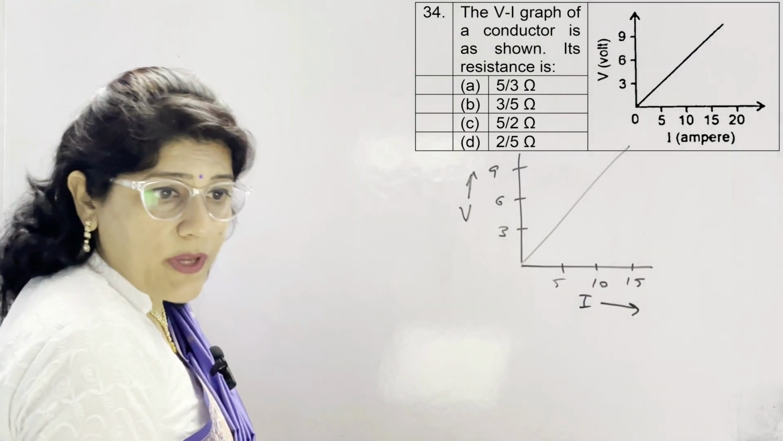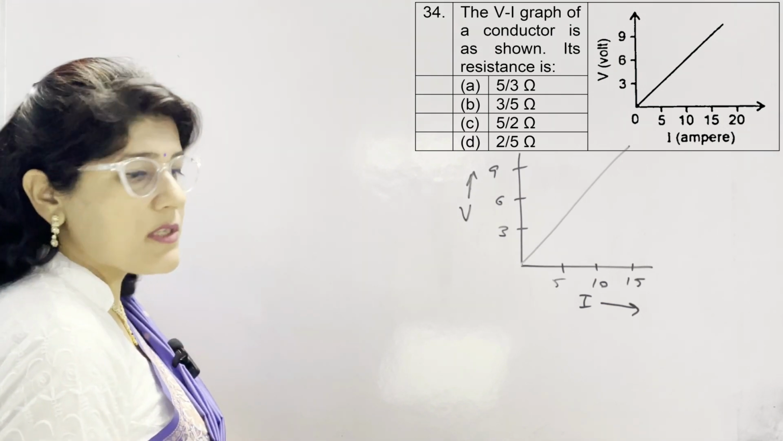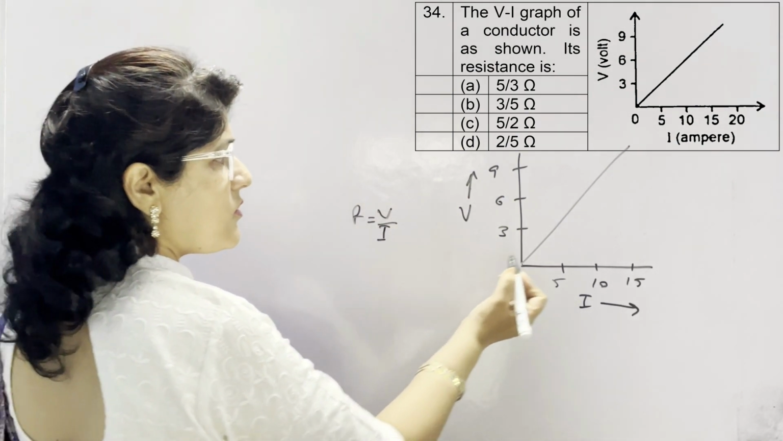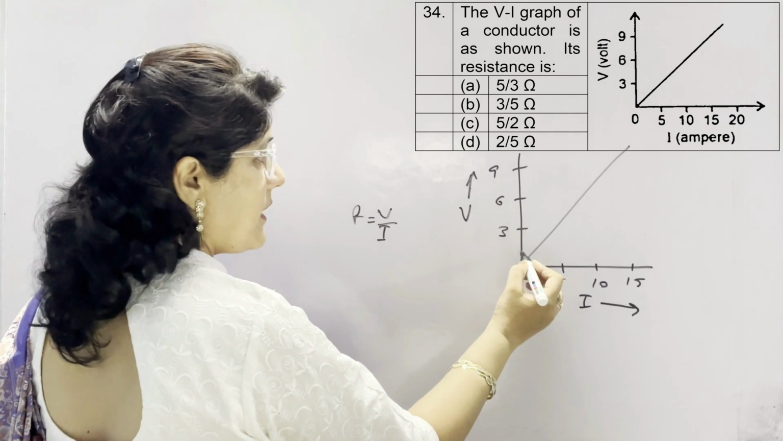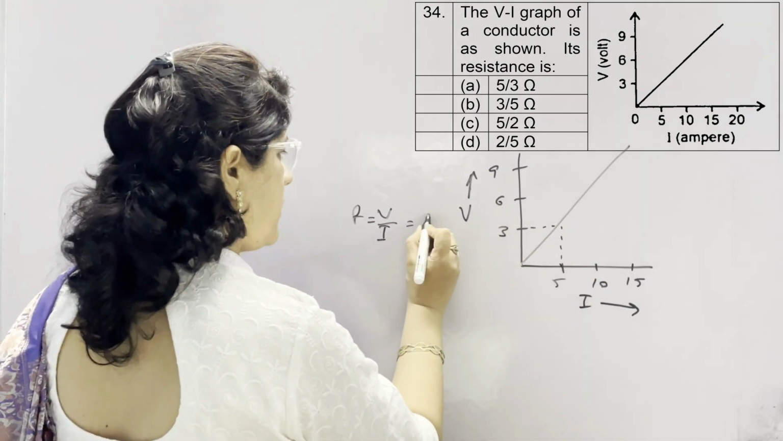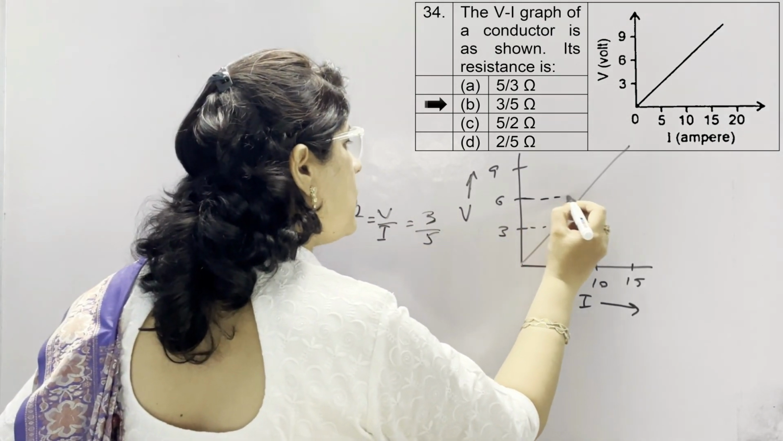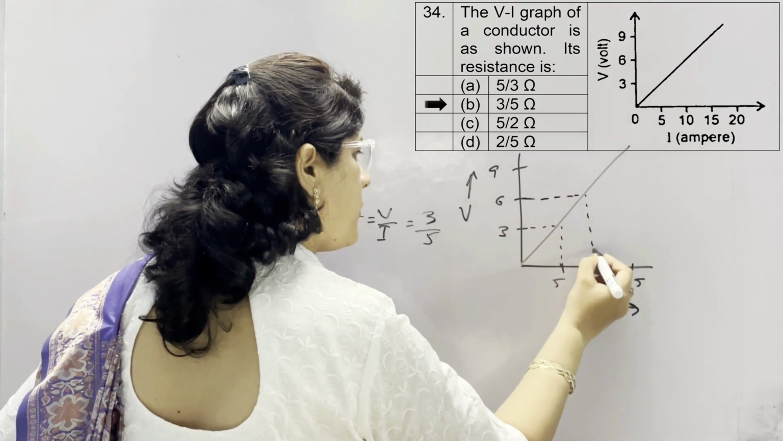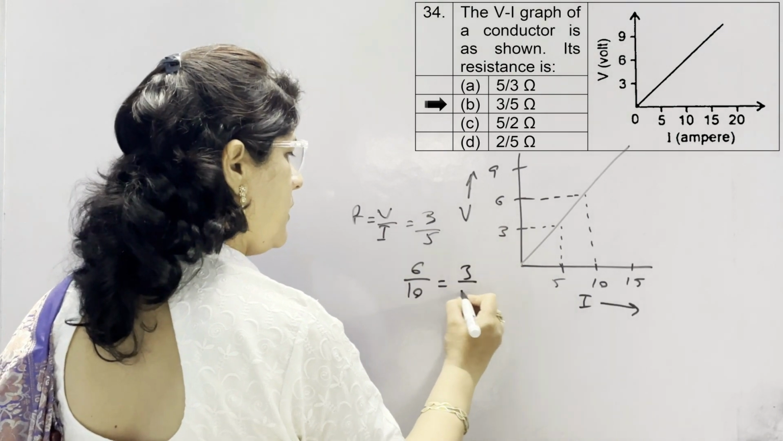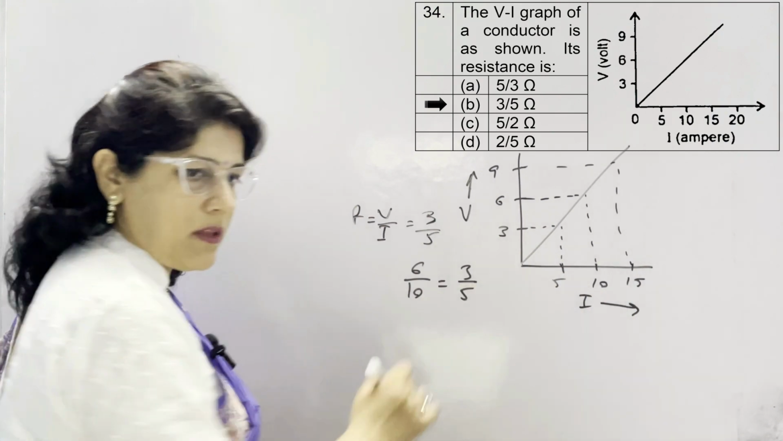Now the VI graph of a conductor is as shown. Its resistance is R is equal to V upon I. So V is shown on y-axis. So 3 upon 5. We can check it here also. यहाँ पे 6 है और 6 के corresponding यहाँ पर 10 है. तो 6 upon 10 कितना हो जाएगा? 2 3 जा 2 5 जा. थर्ड वाले में भी चेक कर सकते हो. 9 upon 15, again 3 upon 5.